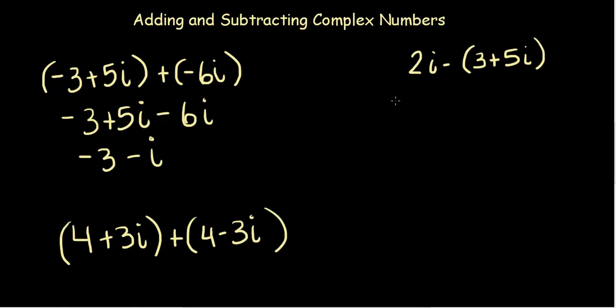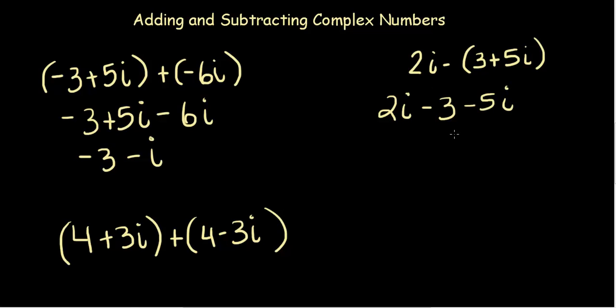We're going to remove the parentheses first. So 2i. This negative sign is affecting every single thing inside of the parentheses. So we are going to use the distributive property. So negative times +3 is going to be -3. Negative times +5i is -5i.